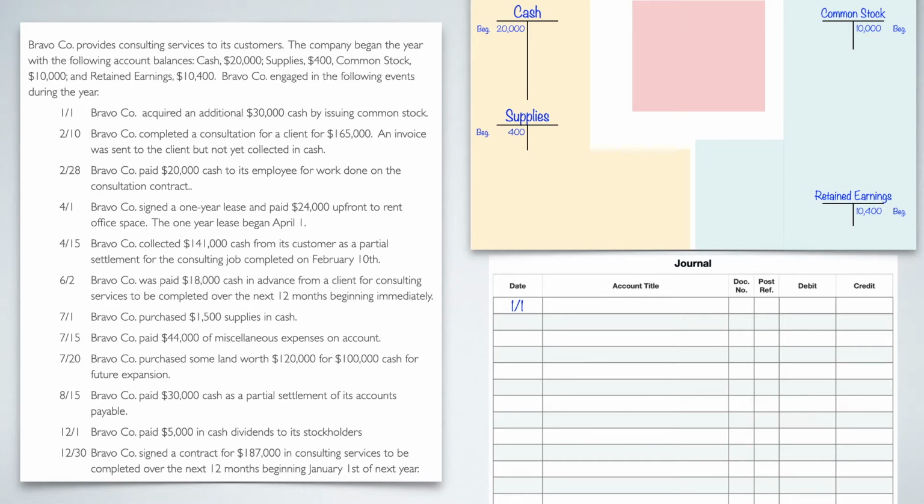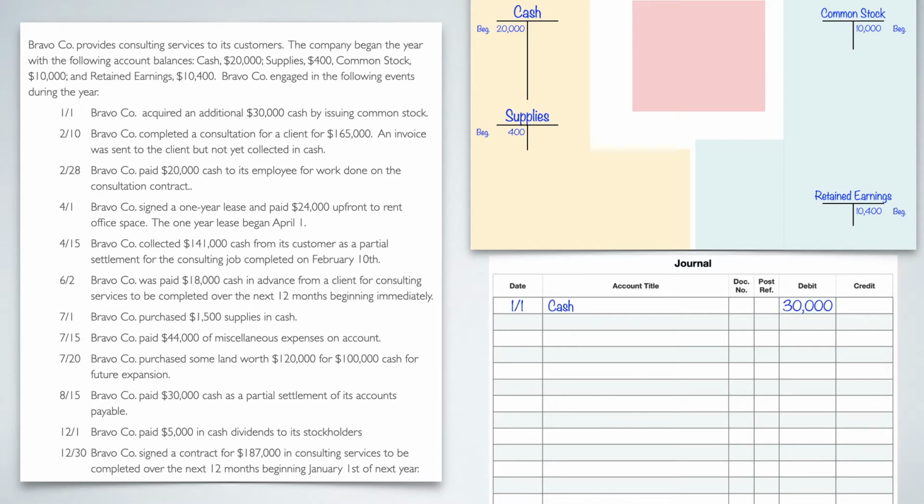And in this situation, it is. Our cash is involved. We received $30,000 cash. And what is our cash doing? Well, in this situation, it's going up. So we're going to debit cash. So I will start with my cash as the debit for $30,000.